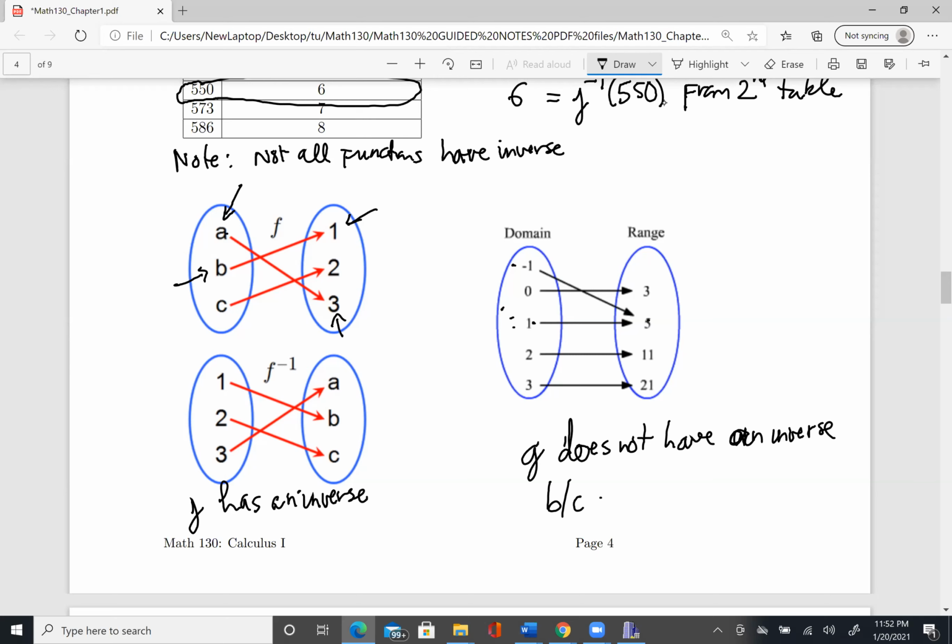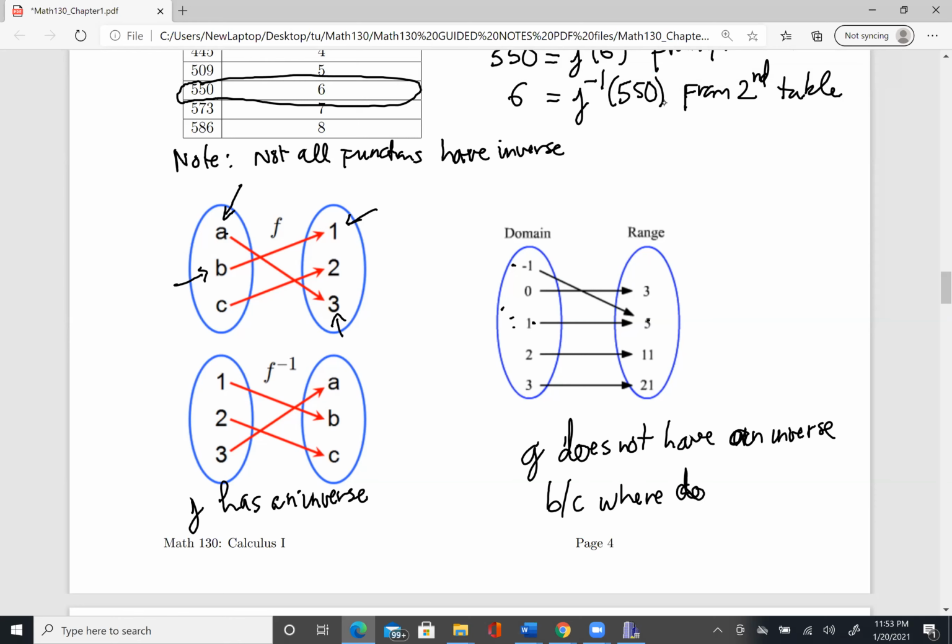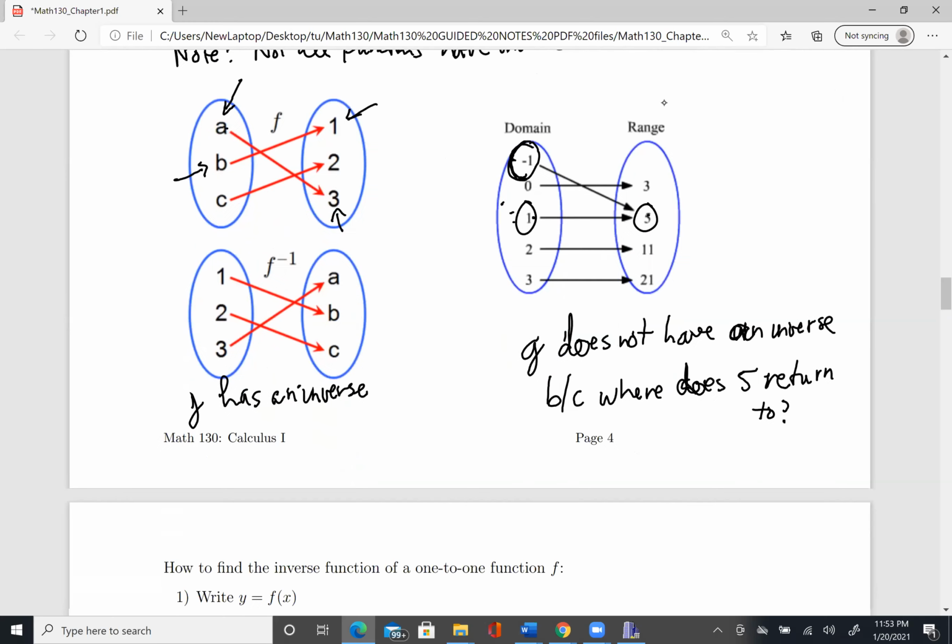Because where does 5 return to, right? Okay. So if you see that two numbers of the domain go to one number from the range, then that means you don't have the inverse. Okay.